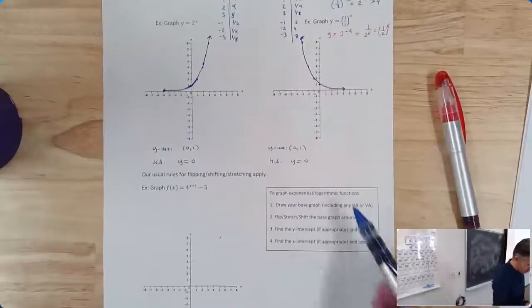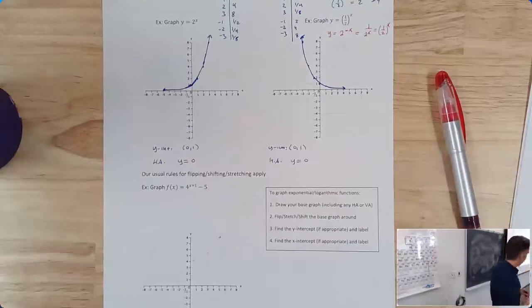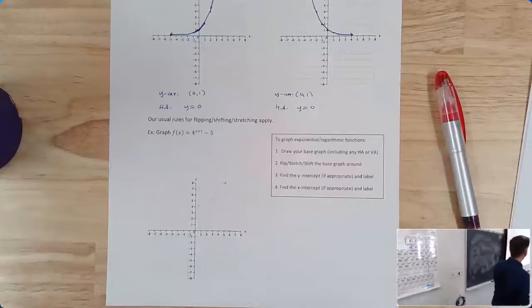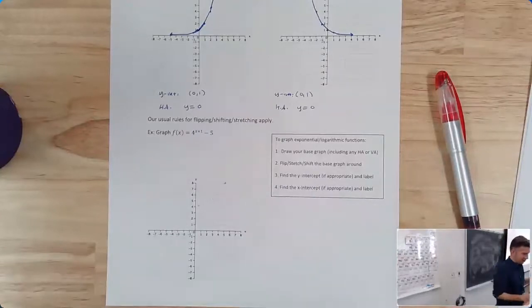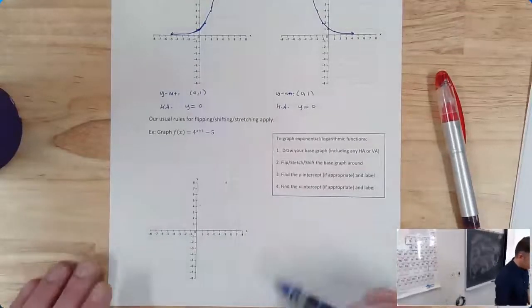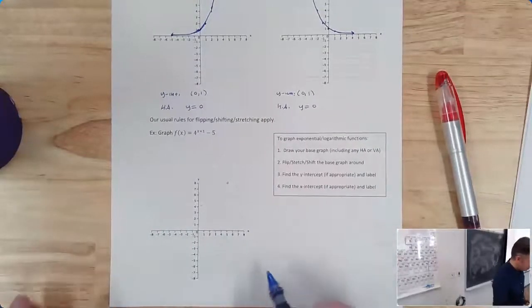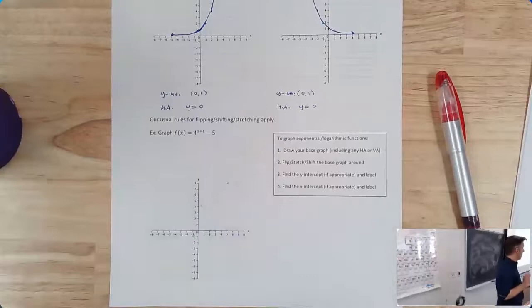So here are the general rules for drawing your exponential or logarithmic functions. Draw your base graph, or think about what it looks like. Flip, stretch, shift as you will, and then find the intercepts if there are any. So let's look at this first example: 4 to the x plus 1, minus 5. I should follow my own directions here.